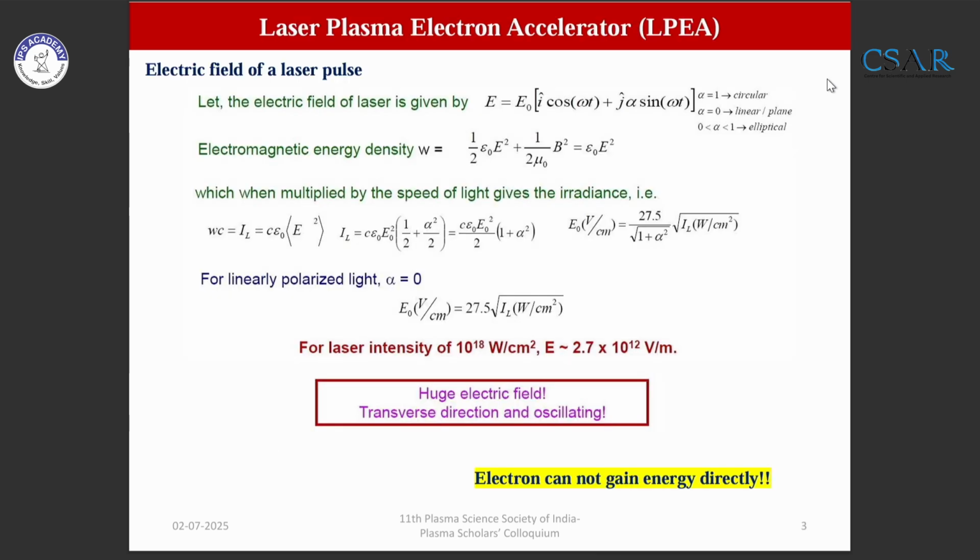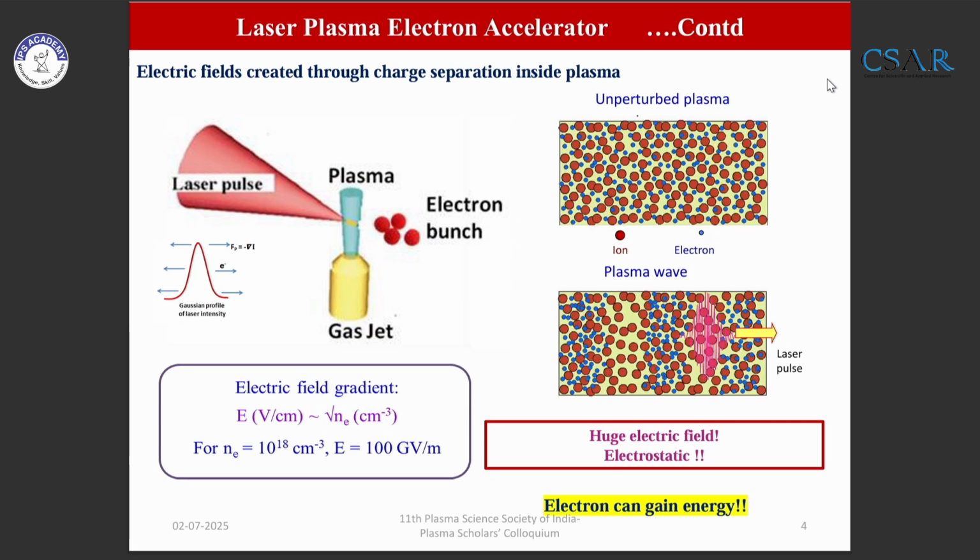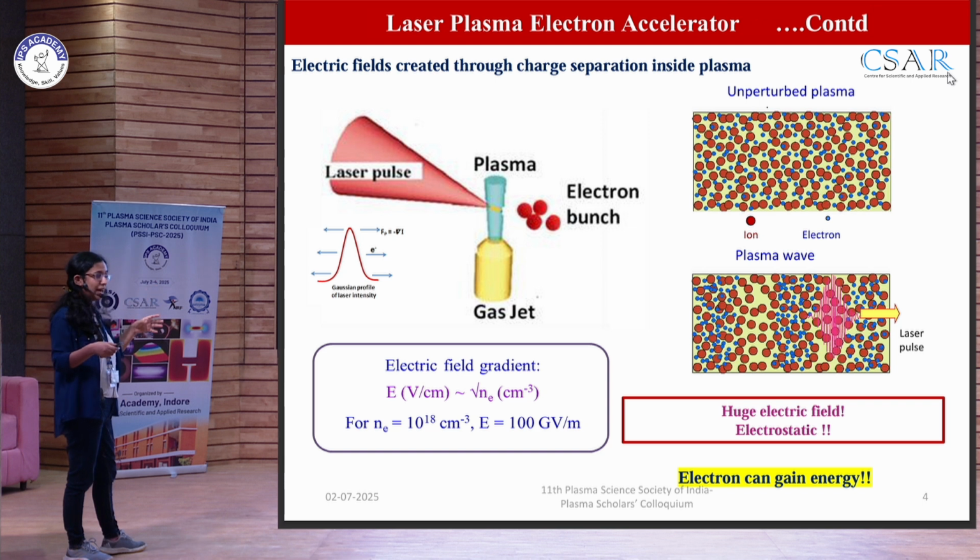Okay, so what is a laser plasma electron accelerator? Dr. Arora has already done my work for the first slide. Electron cannot gain energy directly from the laser because that field is oscillating in nature. So now, how is the electron gaining energy in the laser plasma electron accelerator? The second word is plasma. So here, plasma is acting as a medium between the laser and the electrons which are accelerated; those electrons are plasma electrons only.